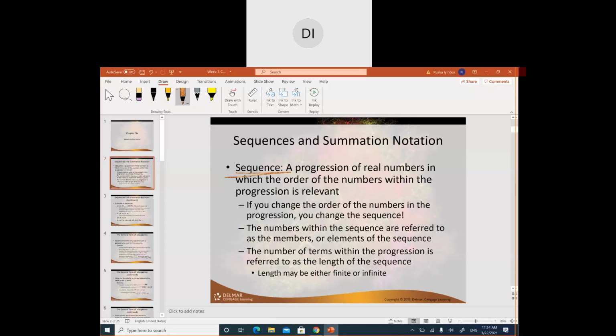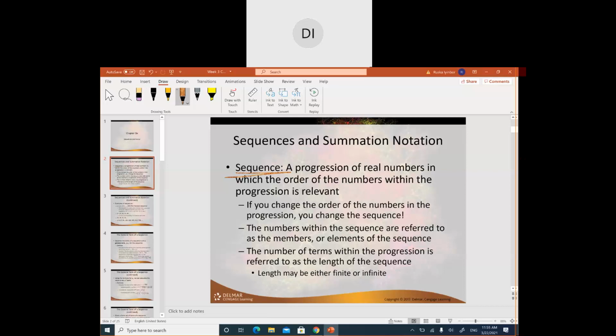are progressions of real numbers in which the order of the numbers within the progression is relevant. What that means is we have a list of numbers, and the rule to get the next number is going to be given, and the numbers are related to each other. So there is a rule how to get the next number. That's what that means, right? If you change the order, you're changing the sequence. So the order is very important in the sequence, okay?